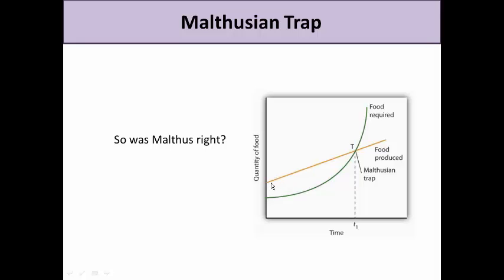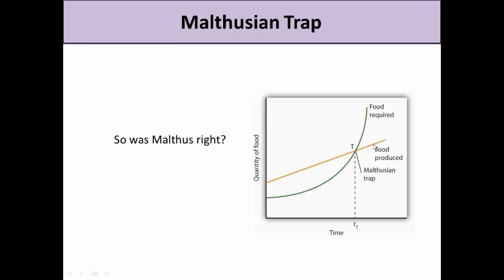So what happened was you would just increase the amount of land in agricultural production, and you would increase the amount of food. So that was before the Green Revolution, before the Agricultural Revolution. And so you're going to see this linear growth. So was he right? Well, no.